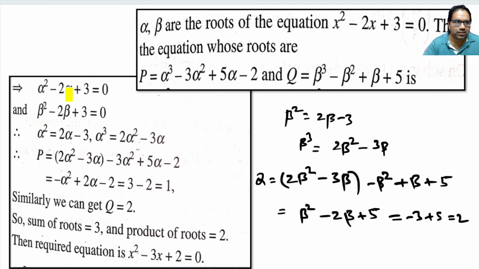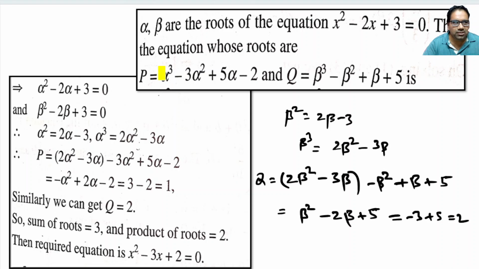What does that mean? Let's take this part to the right side. Alpha square is equal to 2 alpha minus 3. What does that mean? Alpha cube becomes 2 alpha square minus 3 alpha. We are multiplying alpha on both sides. Alpha square is known, so alpha cube also we know. Alpha cube is 2 alpha square minus 3 alpha.